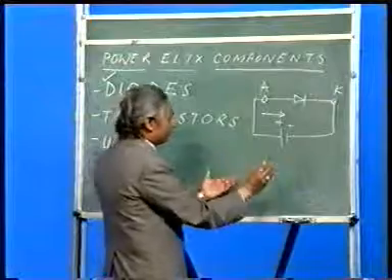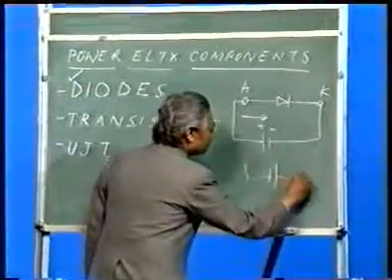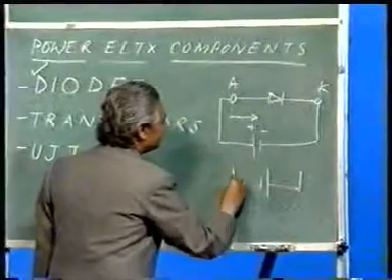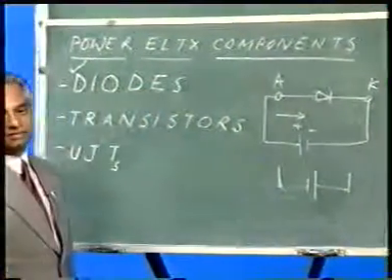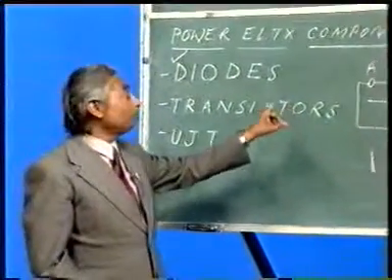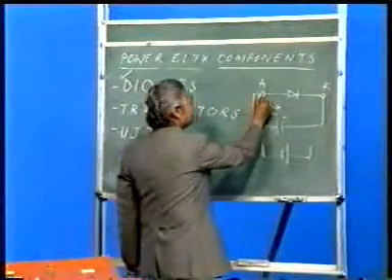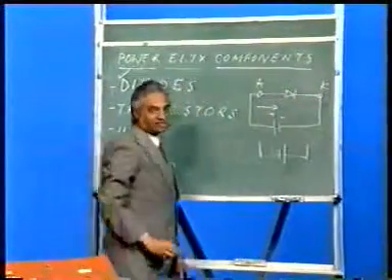If I reverse it, that means if I connect positive here and negative here, the same device is not going to show any conduction. That means you have to be very careful when you are connecting a diode in a circuit. You have to clearly know its anode and cathode terminals.